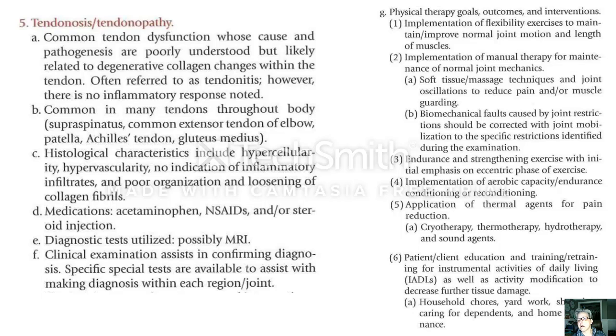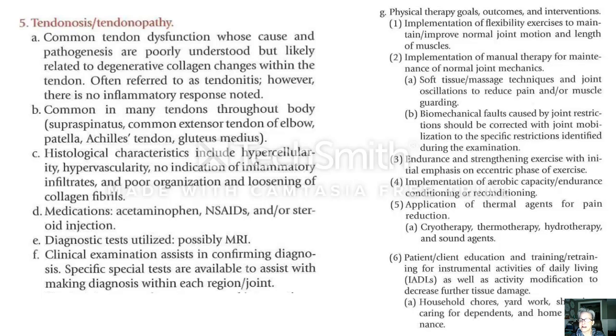Physical therapy goals, outcomes, and interventions. Implementation of flexibility exercises to maintain improved normal joint motion and length of muscles. Implementation of manual therapy for maintenance of normal joint mechanics. Soft tissue massage techniques and joint oscillations to reduce pain and/or muscle guarding. Biomechanical faults caused by joint restrictions should be corrected with joint mobilization to the specific restrictions identified during the examination.